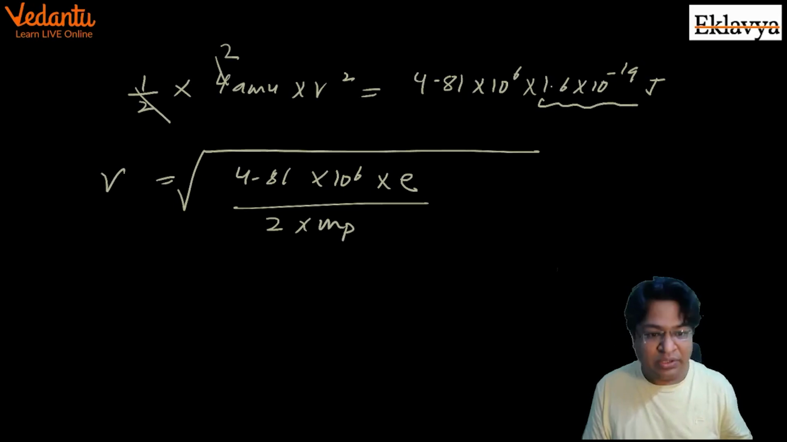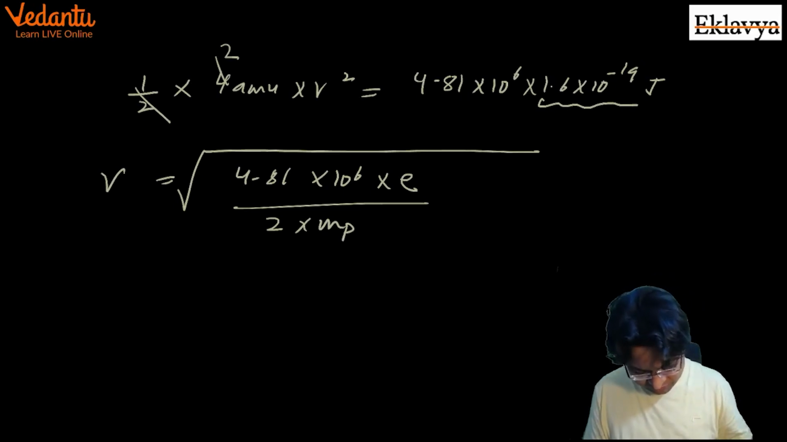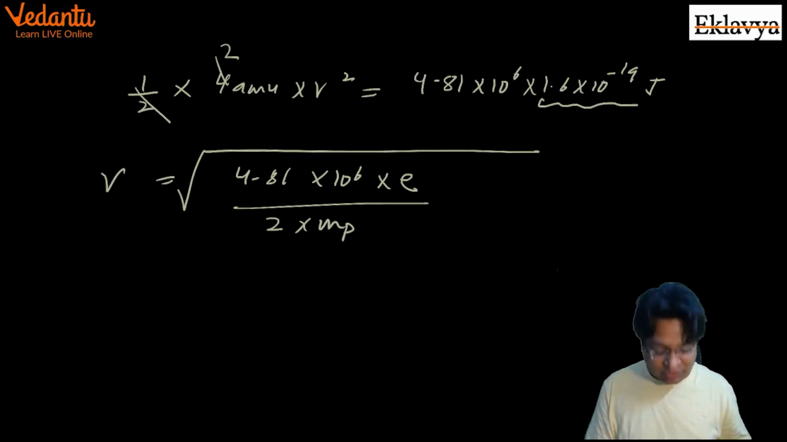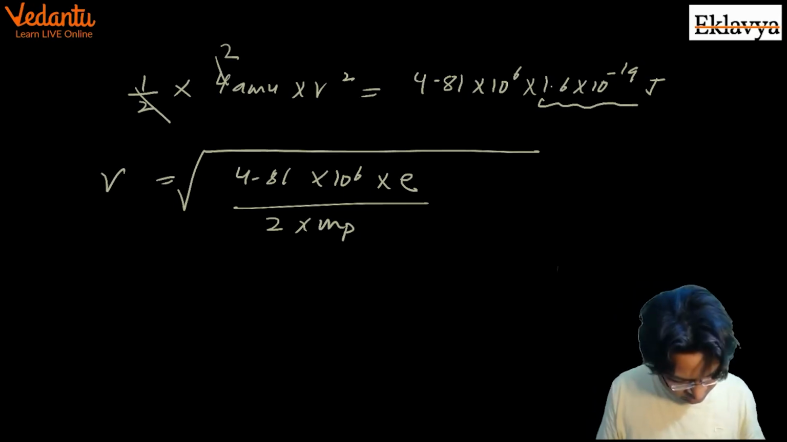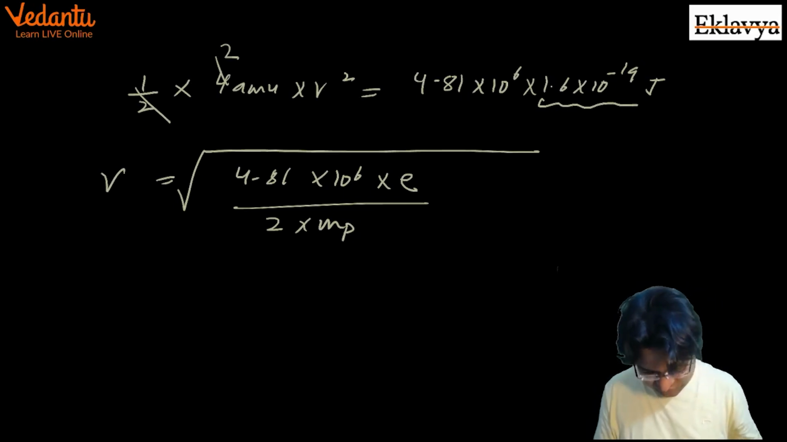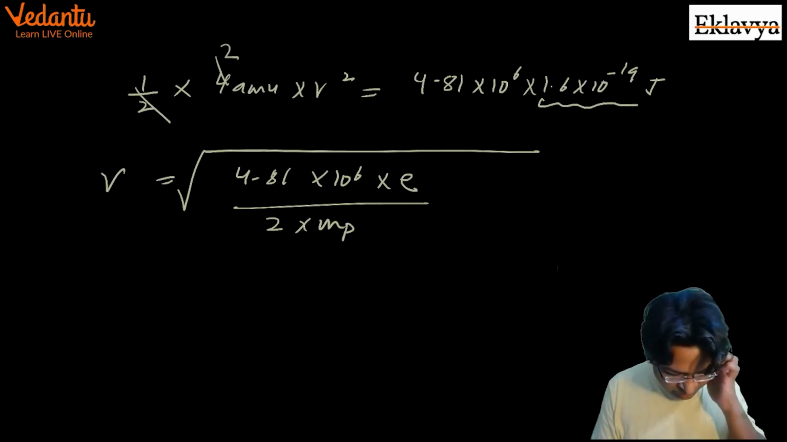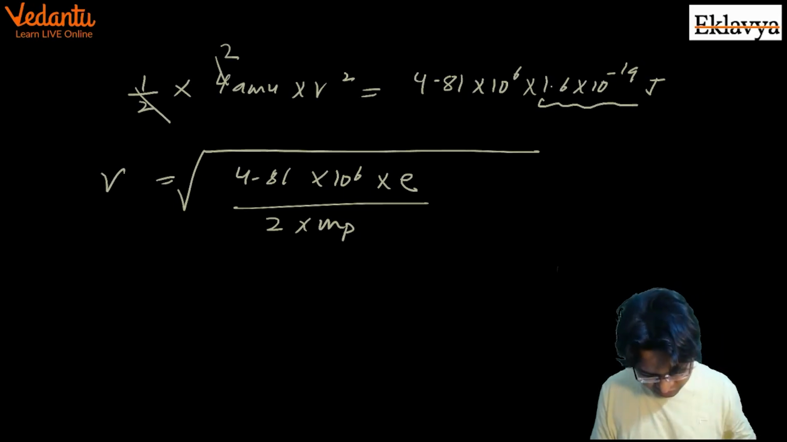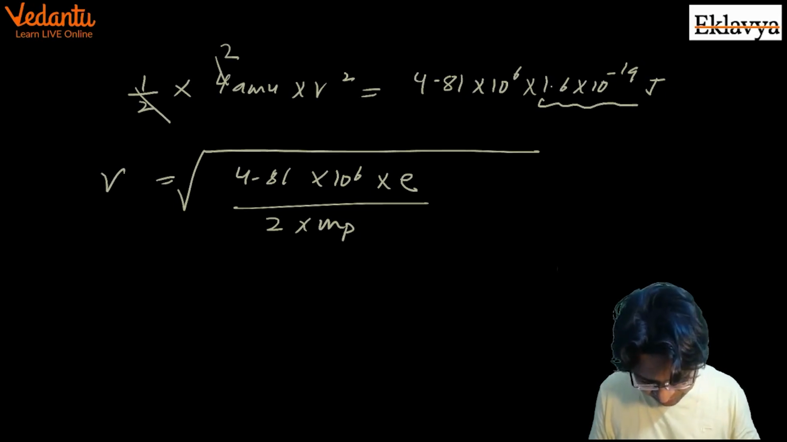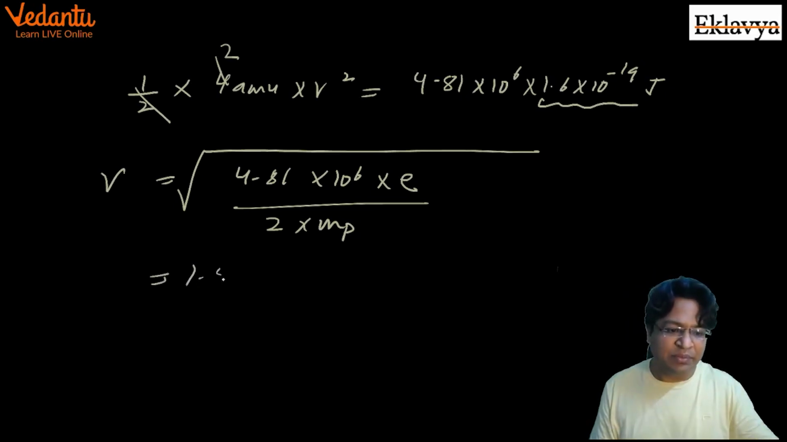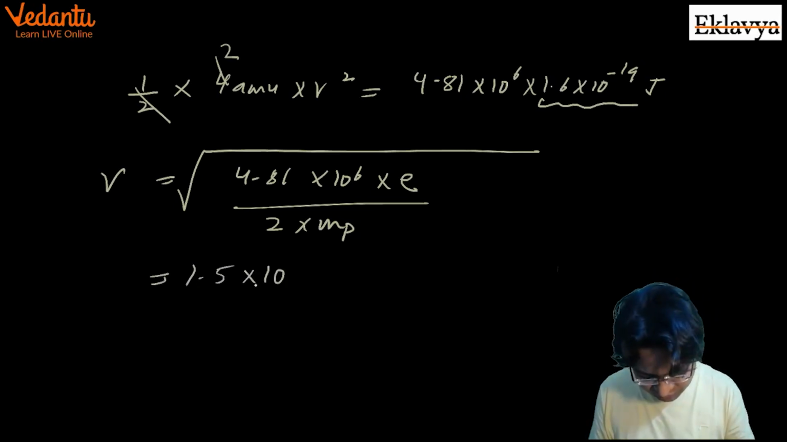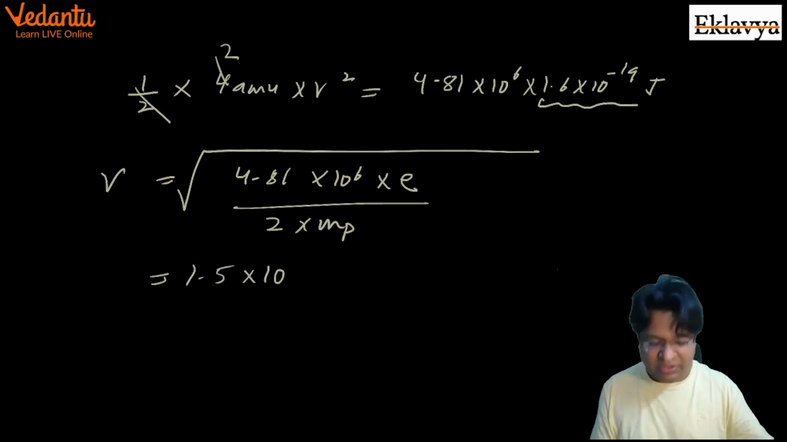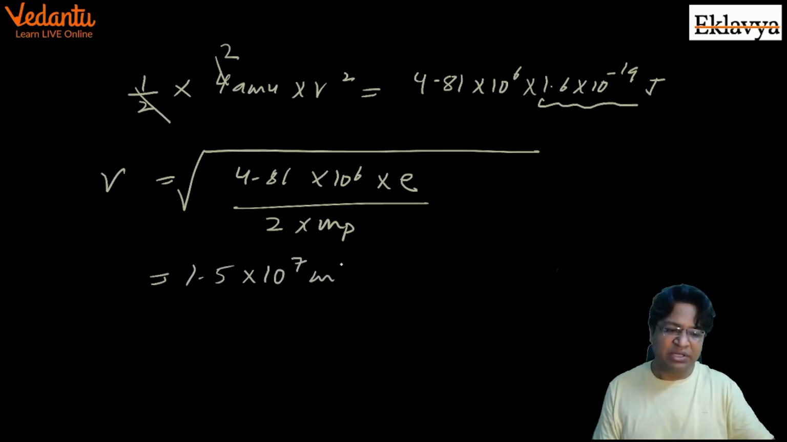So 4.81 into 10 raised to power 6 into the value of E. So we've got this. Now we are going to divide it with 2 times the mass of a proton. So we have done that also. And then we'll take the root of this and we'll end up with 1.5 into 10 raised to power 7 meter per second.